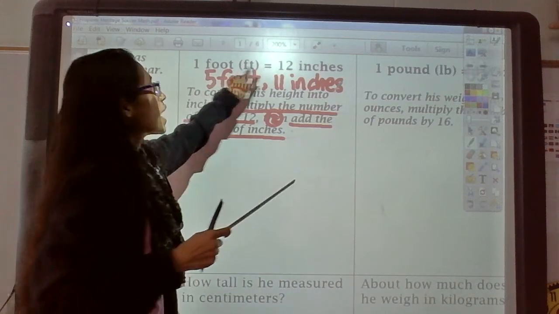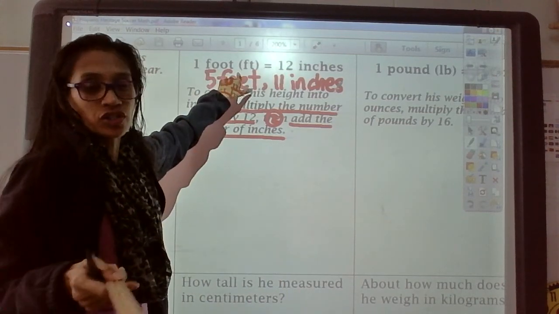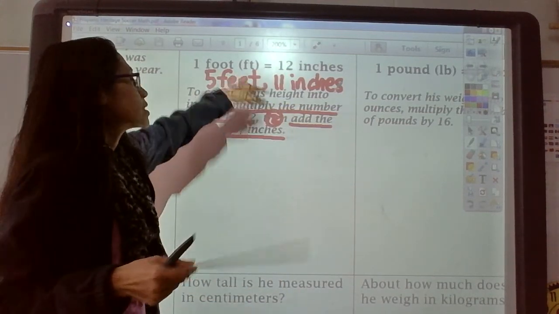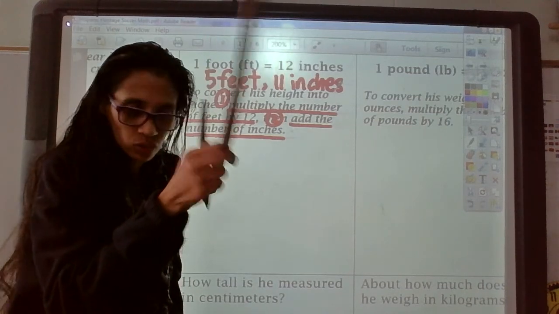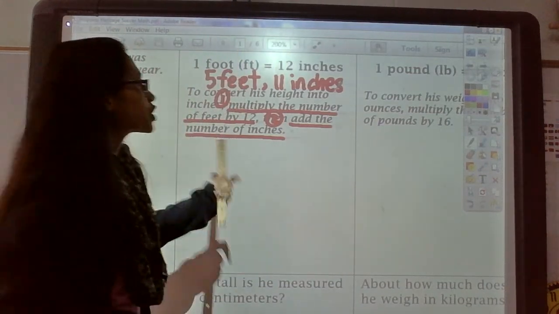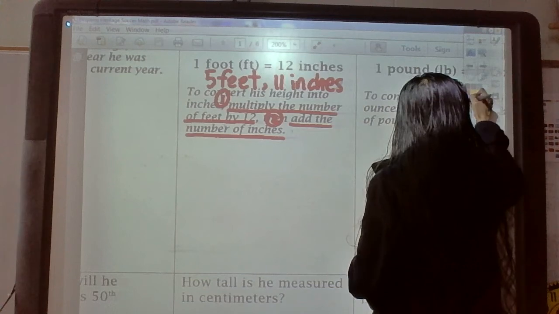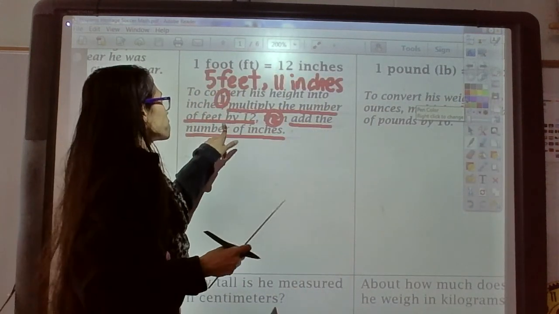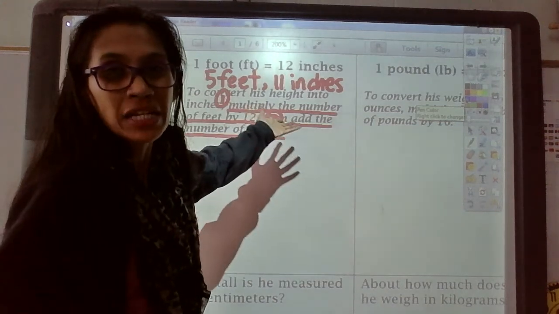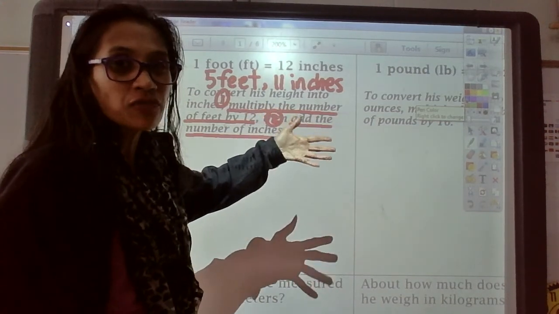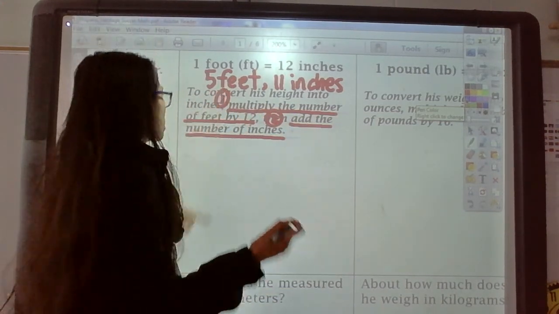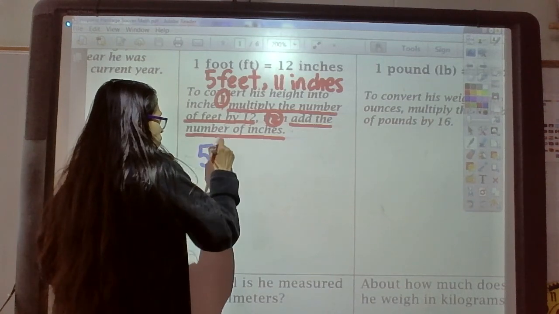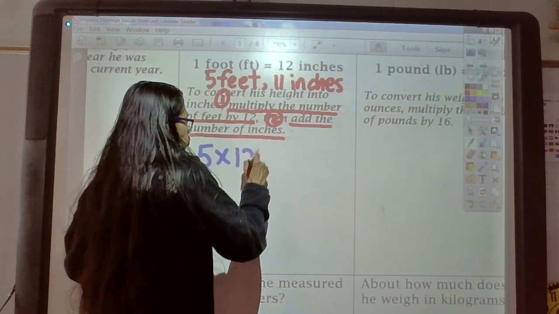Okay, that information right there is your conversion. That's not how tall he is. He's not 1 foot. Again, that's too little. All right, so the first thing we have to do is multiply the number of feet by 12. Well, how many feet tall is he? How many feet? Right there, 5 feet. So I need to do 5 times 12.